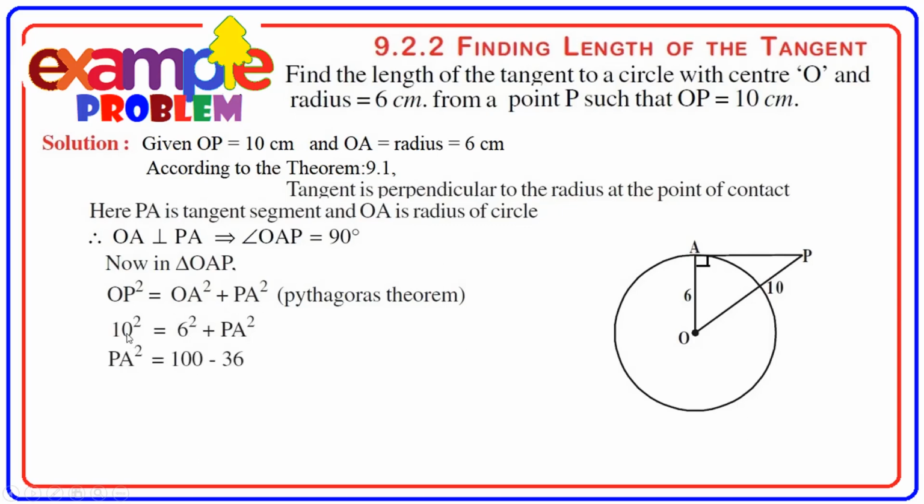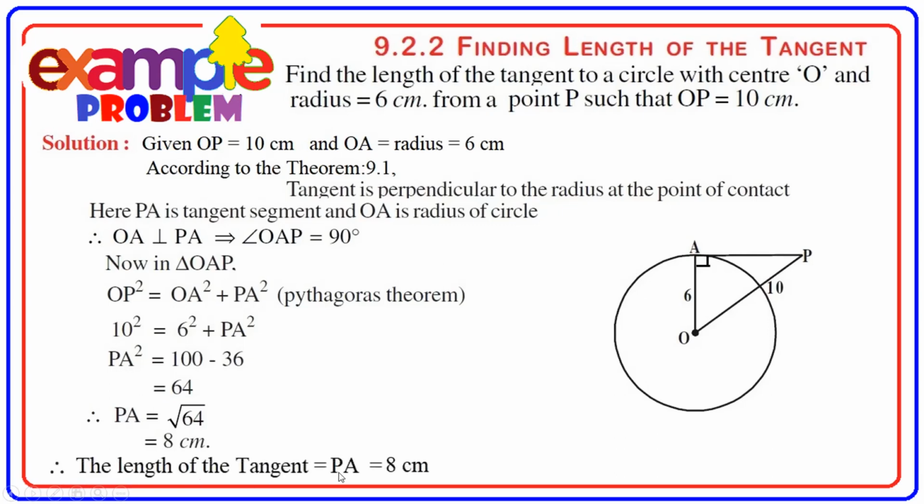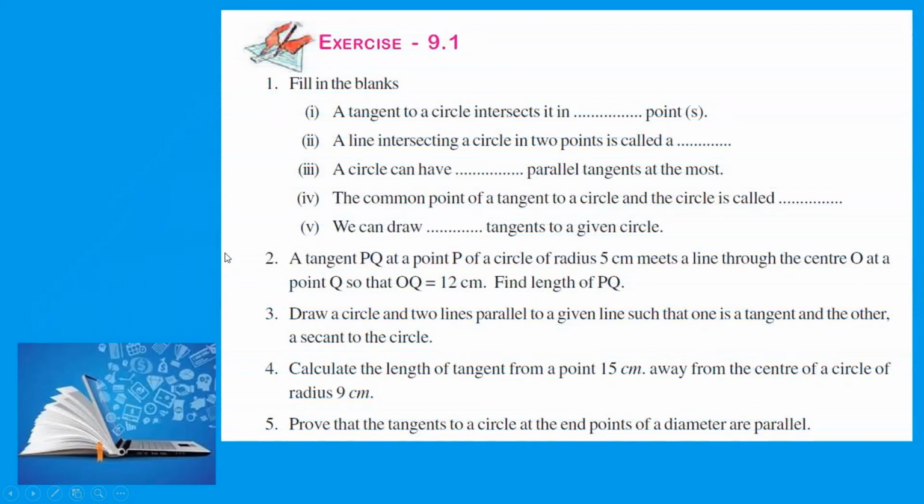Now, 10 square means 100, 6 square is 36. Take this 36 to that side. Then we get PA square is equal to 100 minus 36. Then PA square is equal to 64. By square rooting, PA is equal to root of 64, that is equal to 8 centimeters. Therefore, the length of the tangent PA is equal to 8 centimeters. So this length is 8 centimeters. The example problem is over. Now we will go for exercise 9.1.